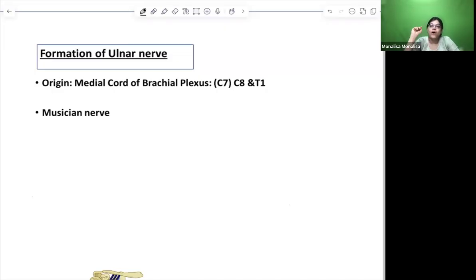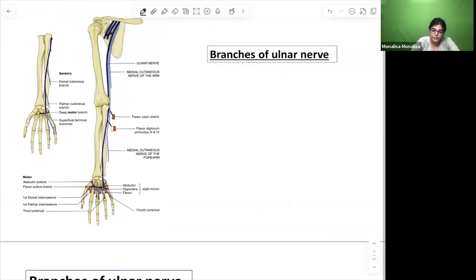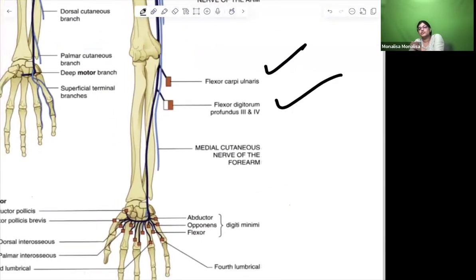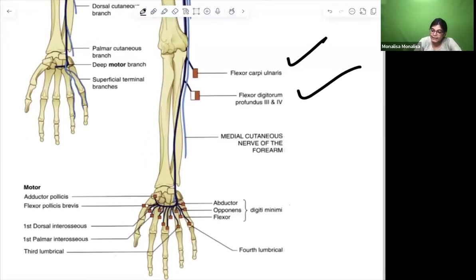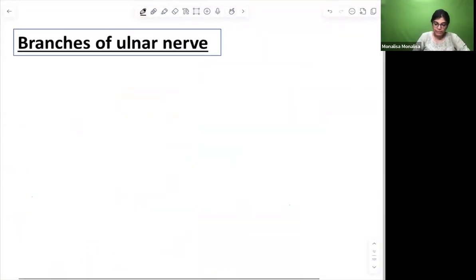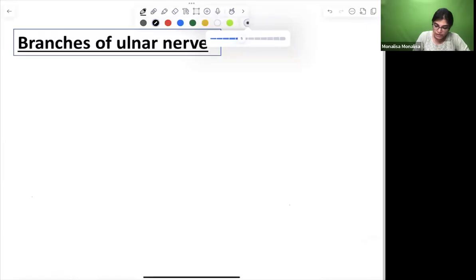So you have to know all the branches of the ulnar nerve. It is called the musician nerve. It is giving innervation to two muscles of the forearm, flexor carpi ulnaris and the flexor digitorum profundus medial part, and it is giving innervation to major muscles of the hand. So firstly, branches of the ulnar nerve. Quickly, my dear students, write down the branches of the ulnar nerve.